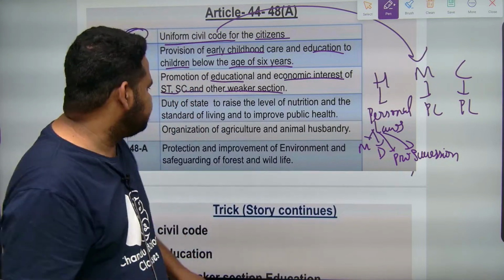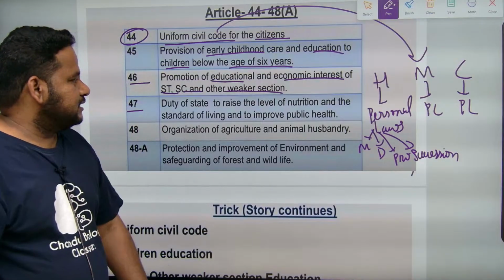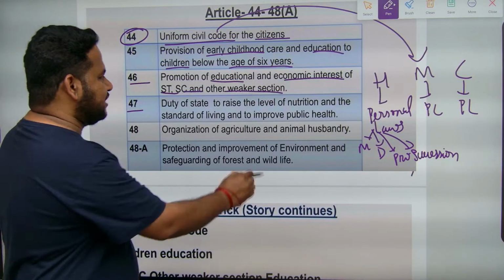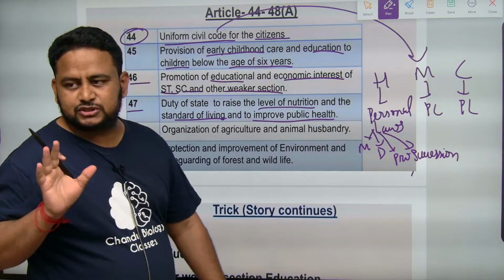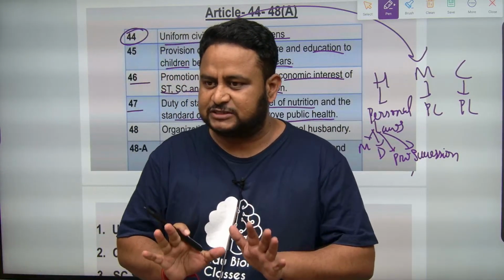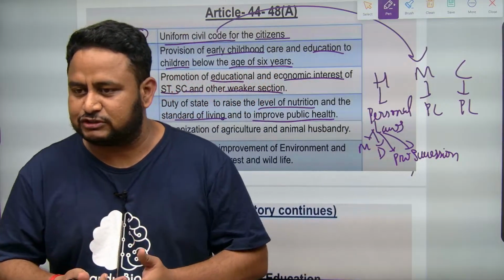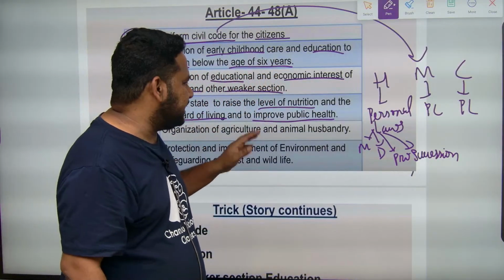Got it? Now 47. It is the duty of the state to raise the level of nutrition and the standard of living and to improve public health. Okay. It is a moral duty of the state, meaning the government, to increase the level of nutrition and also the standard of living and to improve public health.